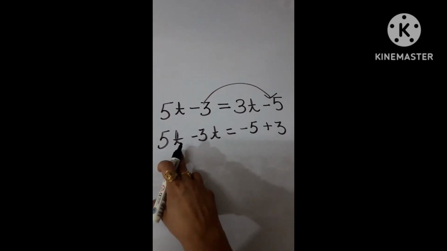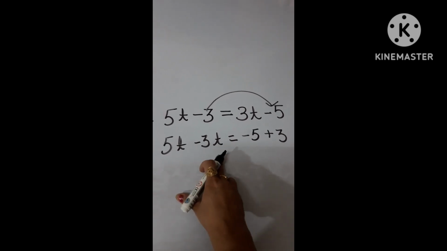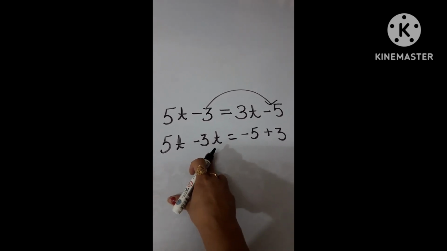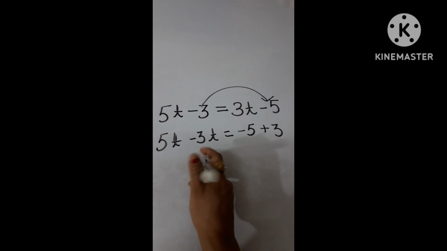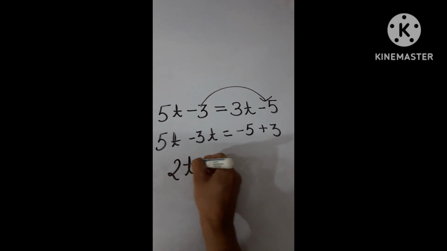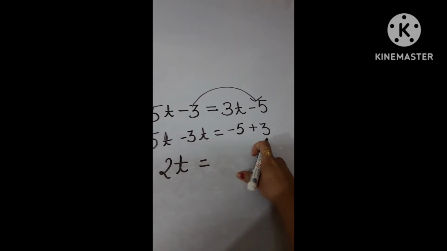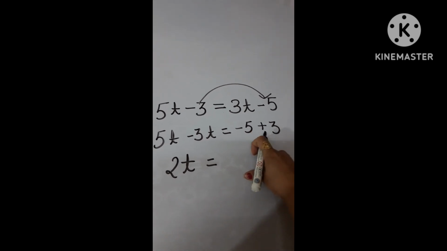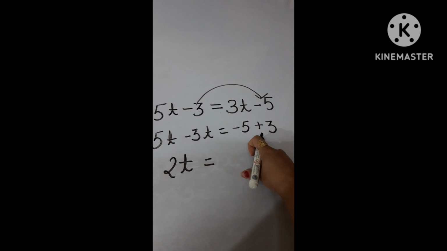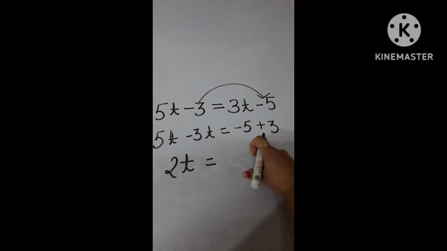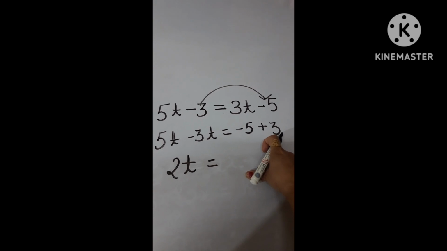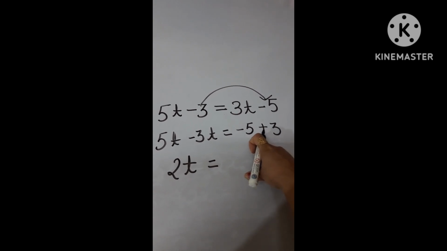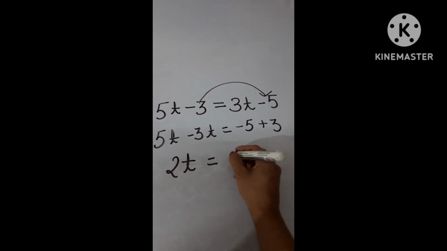Clear? So if you can see here, both are the like terms. So 5 minus 3 is what? 5 minus 3 is your 2t. And if you know the concept of the integers, so you can know that plus minus is minus, but the sign of the bigger term will come here. So minus 5 plus 3. 5 minus 3 will be 2, but here the bigger term is 5 and the sign associated with your 5 is minus. So we will be writing here minus 2.